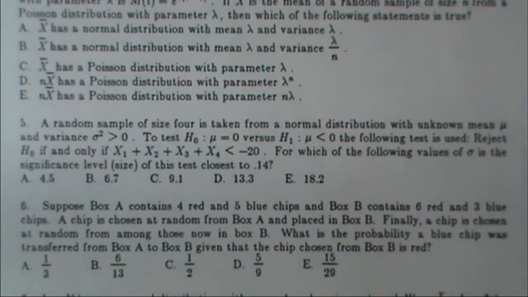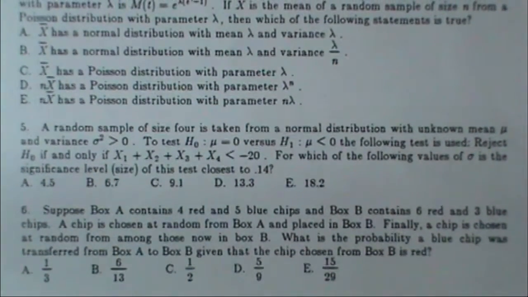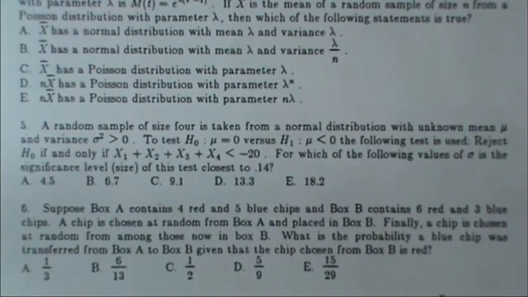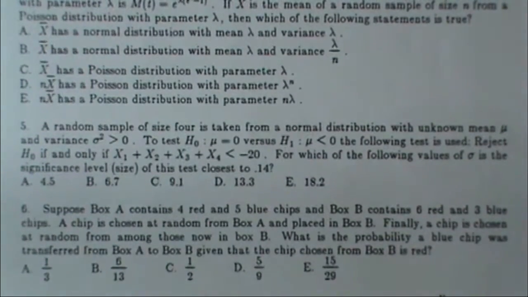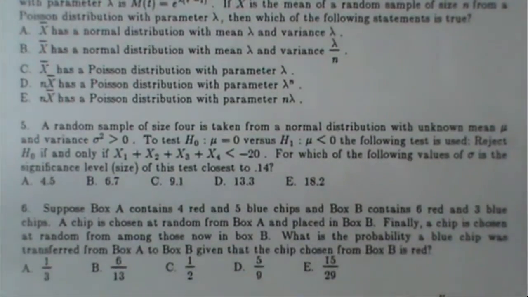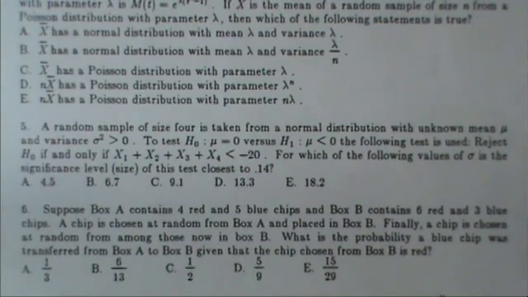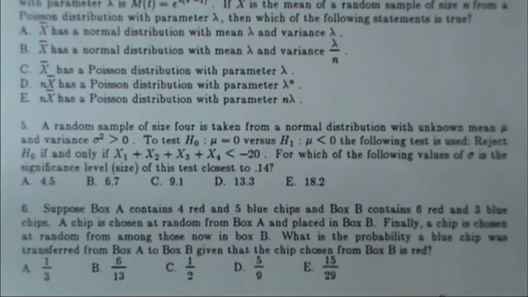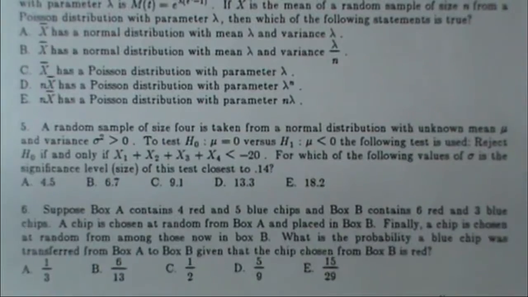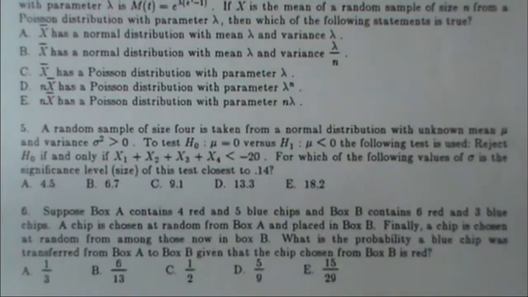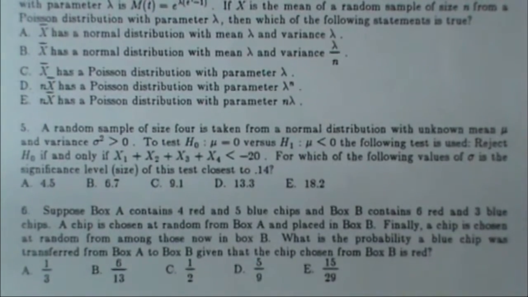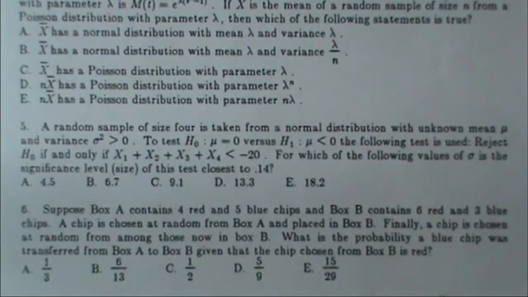Number 5, a random sample of size 4 is taken from a normal distribution with unknown mean mu and variance sigma squared greater than 0. To test the null hypothesis that mu is 0 and the alternative hypothesis that mu is less than 0, the following test is used. Reject H naught if and only if the sum of x1 through x4 is less than or equal to minus 20. For which of the following values of sigma is the significance level of this test chosen to be 0.14?